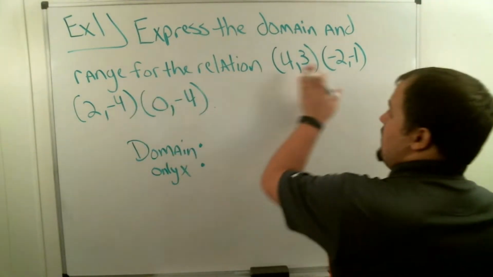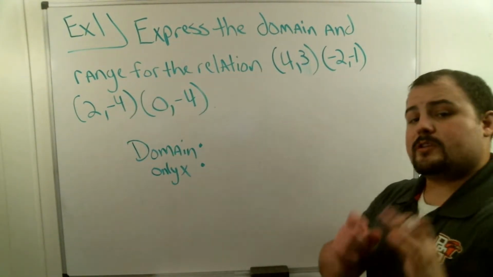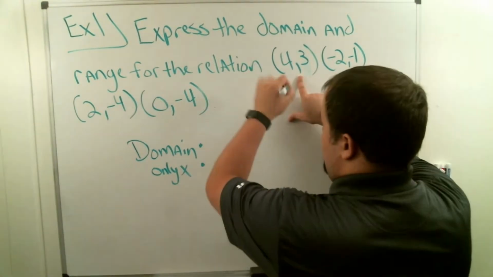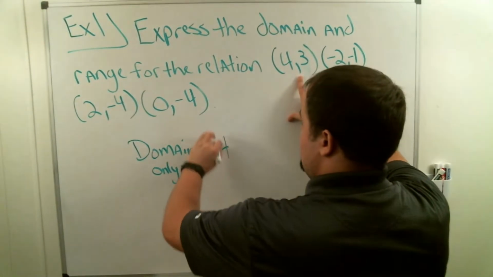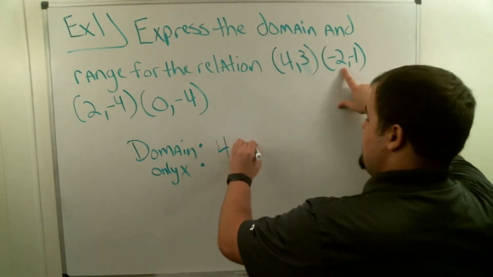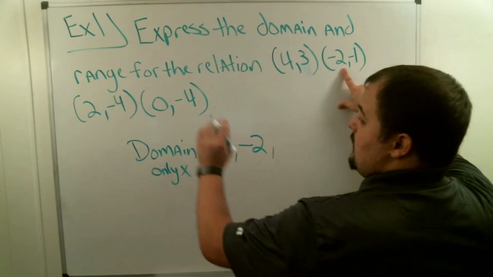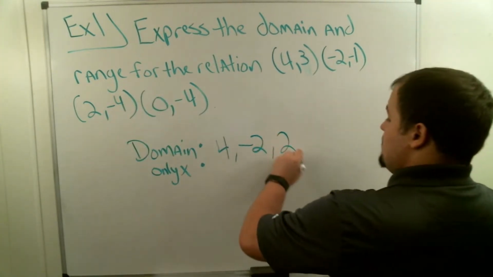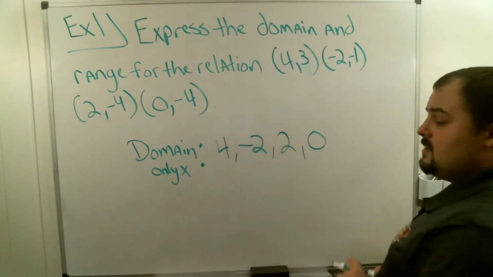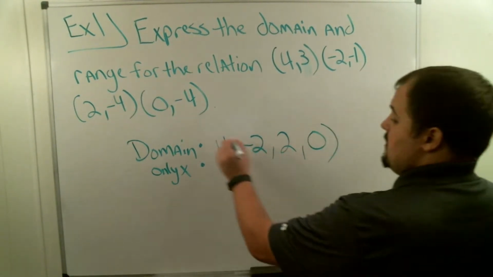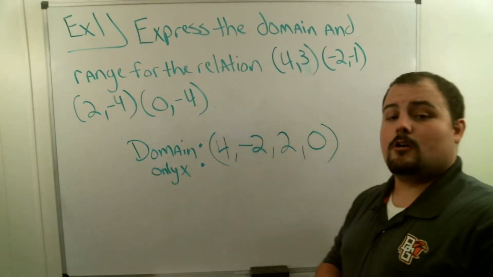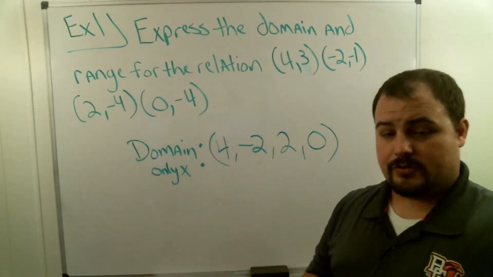So what we do is we look at all four of our relations, and we say, what's in the spot of x? Well, in the first ordered pair, 4 is in the spot of x. In our next ordered pair, -2 is in the spot of x. In our next ordered pair, 2 is in the spot of x. And in our last ordered pair, 0 is in the spot of x. So our domain is 4, -2, 2, and 0. These are all of the x values.